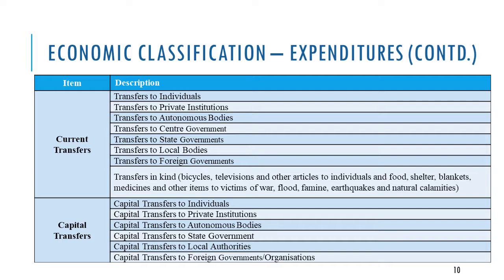Government purchases bicycles, televisions, and other articles and gives them to individuals. Government provides food, shelter, blankets, medicine, and other items to victims of war, flood, earthquakes, and natural calamities. All these transfers are called transfers in kind. An important point to be noted here is that transfers in kind are part of government final consumption expenditure but not of intermediate consumption.